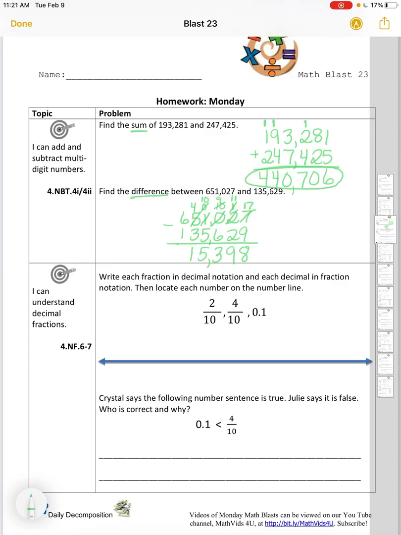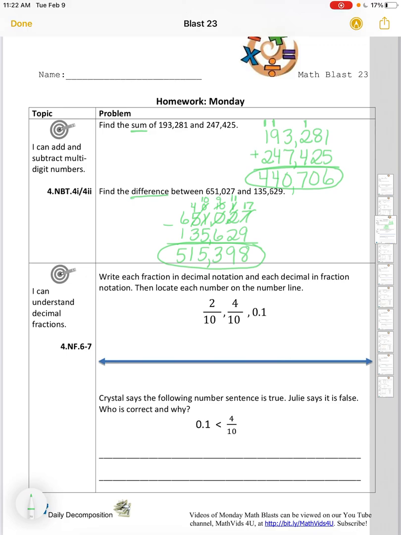And then we wrap it up in the 100,000s column, starting with 600,000s, taking one of those 100,000s away, leaving us 5 in that 100,000s column. So the difference, the answer to the subtraction problem, is 515,398.